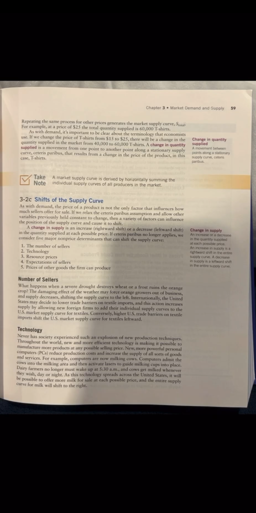As with demand, it is important to be clear with the terminology that economists use. If we change the price of t-shirts from $15 to $25, there will be a change in the quantity supplied in the market from 40,000 to 60,000 t-shirts. A change in quantity supplied is a movement from one point to another along the stationary supply curve, ceteris paribus, that results from a change in the price of the product, in this case t-shirts. Take note, a market supply curve is derived from horizontally summing the individual supply curves of all producers in the market.